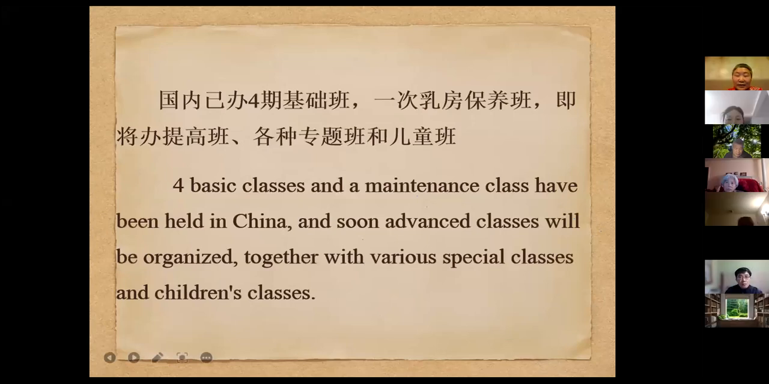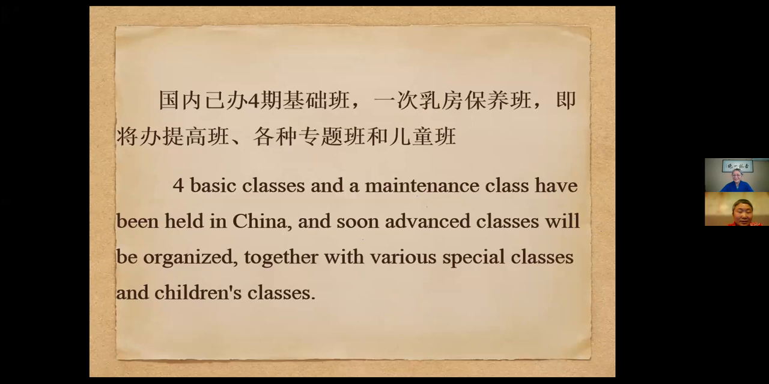And a lot of Chinese are also using 导引按跷 for treating fertility and a lot of other difficult cases.